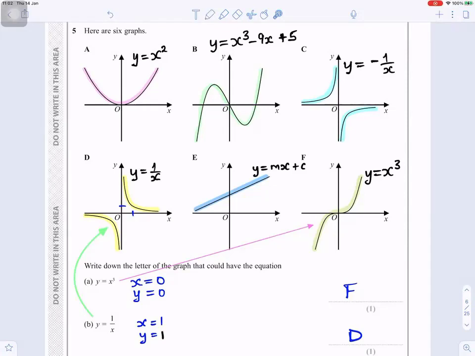And you should know E is not one of them because E is a straight line, y equals mx plus c. A is not one of them. A is a graph of y equals x squared.